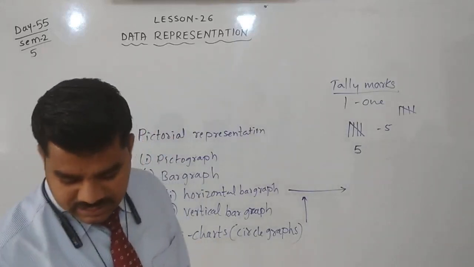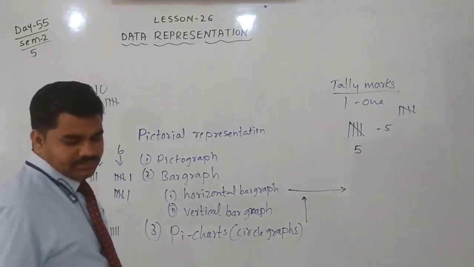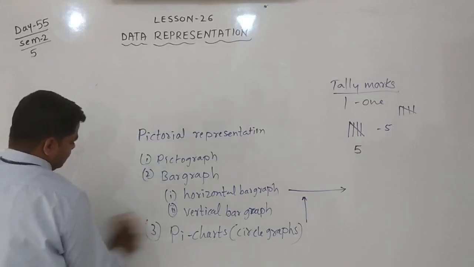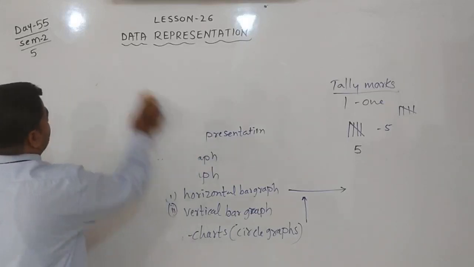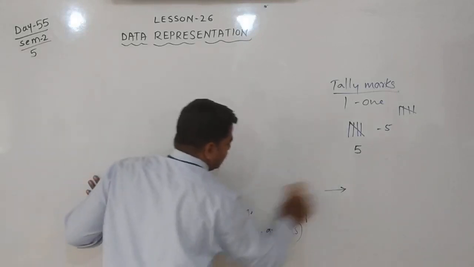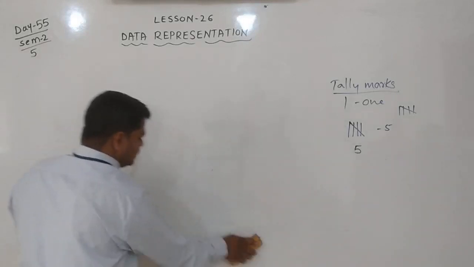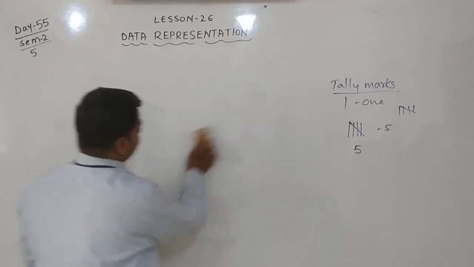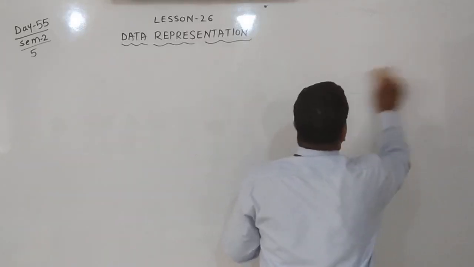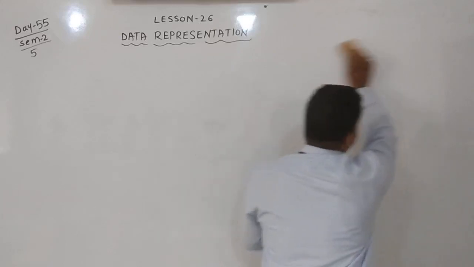Here one example is given, about Miss Jerina's example. Before that, write this pictorial representation definition and the types: pictograph, bar graph, in that horizontal and vertical. After that, pie charts.